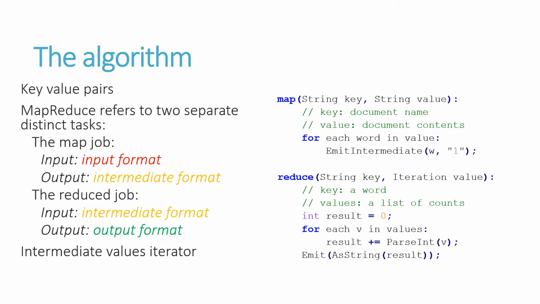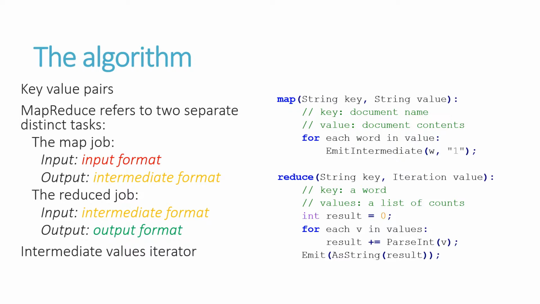The code snippet on the right is from the article, and this is a simple word count application. In the map stage, we assign a key, which is a document name, and a value, which is the contents of the document. The algorithm iterates through the words in that document, and here for simplicity, it assumes that each word occurs once for the count, and we assign the value of 1 to the key, which is the word, for our intermediate format.